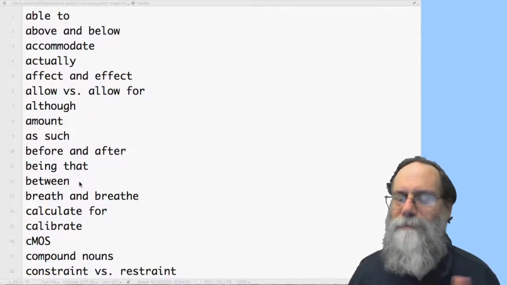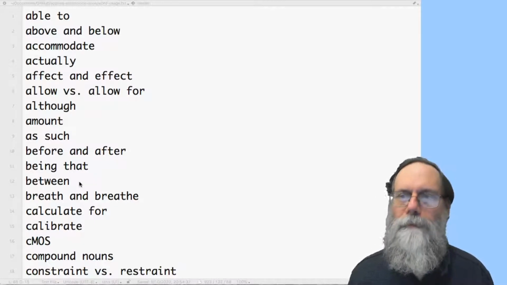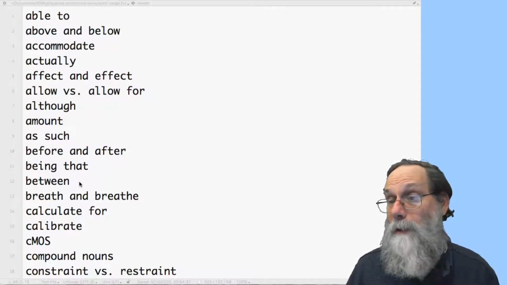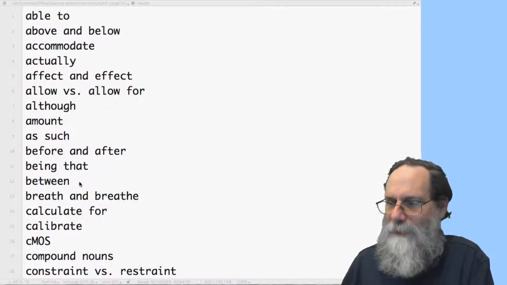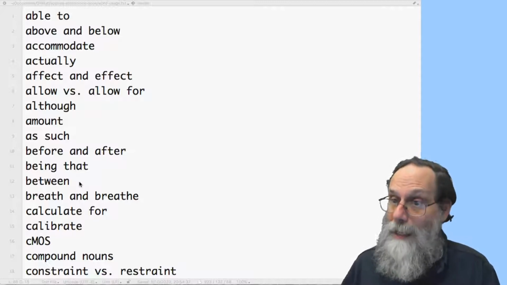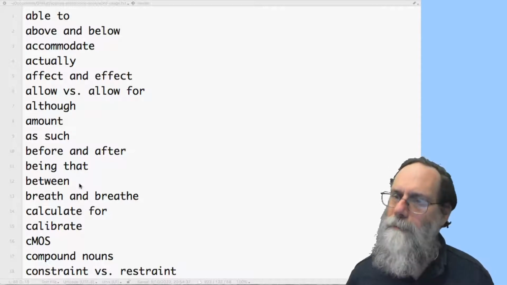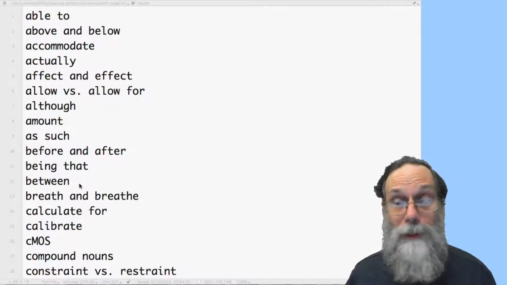So be careful with dashes. They're not substitutes for and. Nor are they substitutes for the pronoun to or the preposition to. If you put a dash between two things, you've got an entire phrase from A to B. So between always takes two objects, never three, never one.